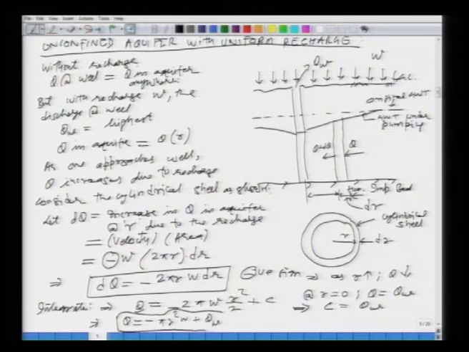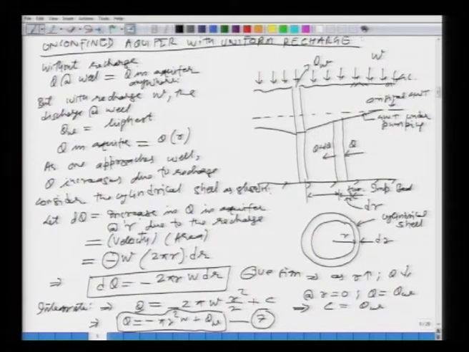This we will define as equation number 7. This is the relationship between Q at any distance r and the Q at the well, where W is constant and r is changing.